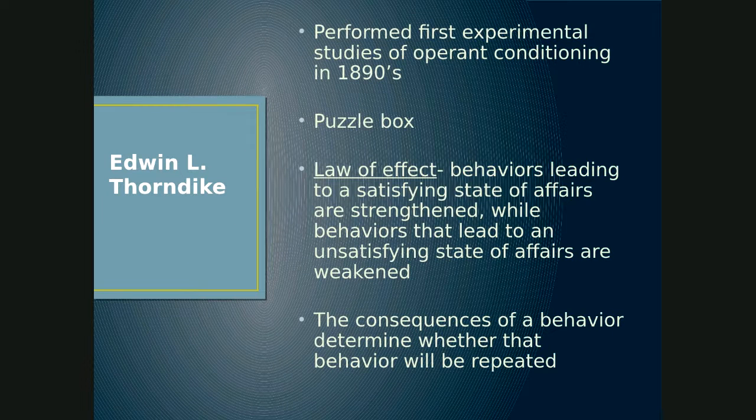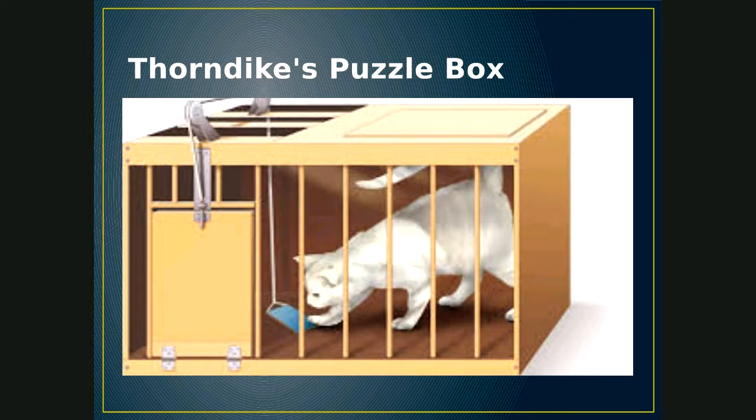The two theorists that we most closely associate with operant conditioning are Edwin Thorndike and B.F. Skinner. So Thorndike performed the first experimental studies of operant conditioning in the 1890s. And Thorndike used the puzzle box, which we've discussed before, but I'll refresh your memory by showing you a picture of Thorndike's puzzle box. So Thorndike would place a cat in the puzzle box, and in that box there was like a little lever on the floor that the cat could press to be released from the box.